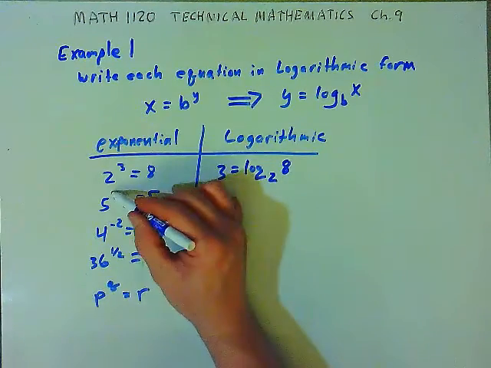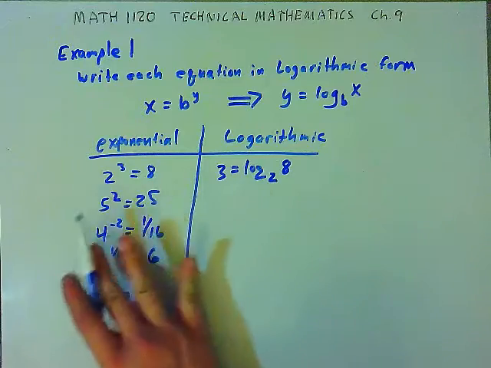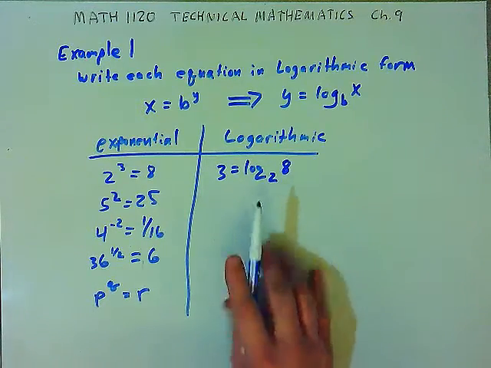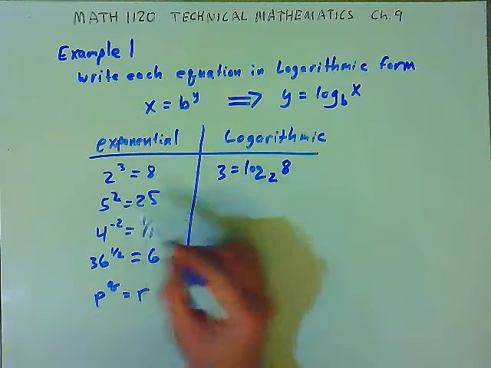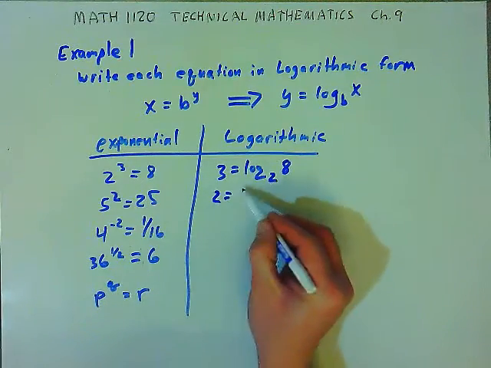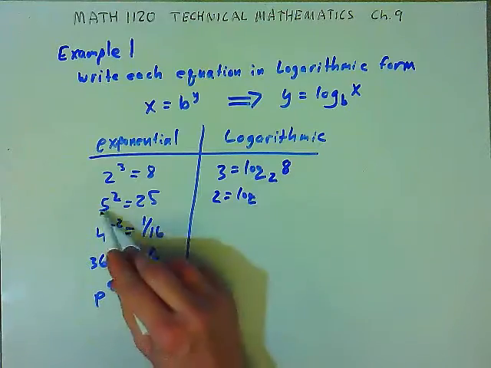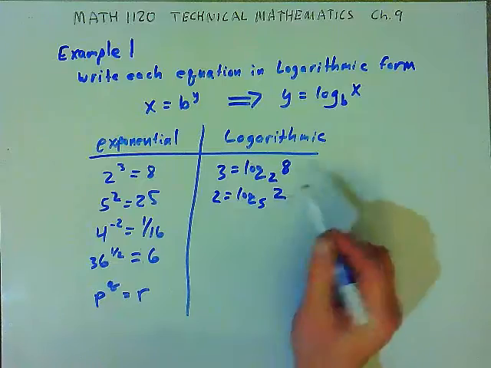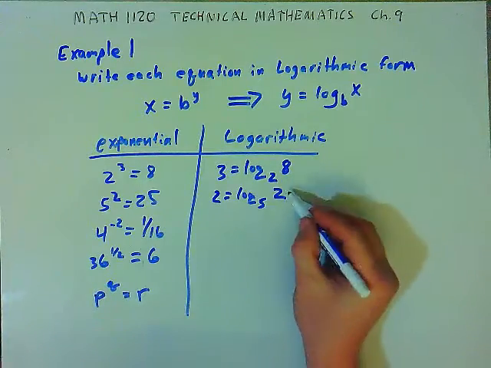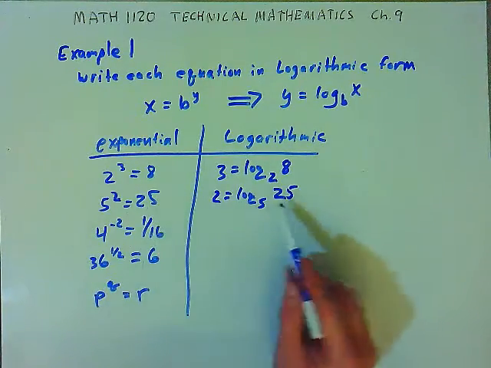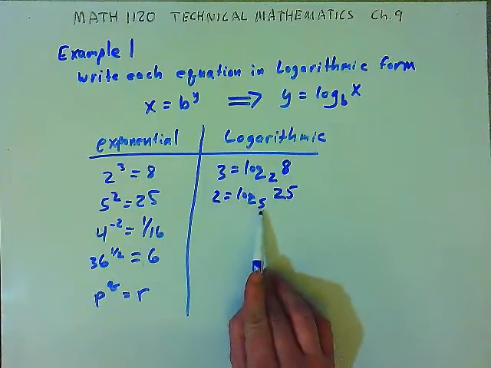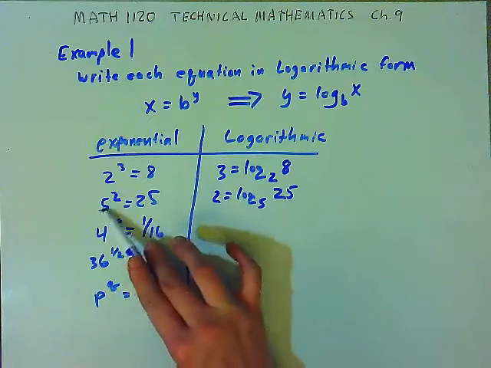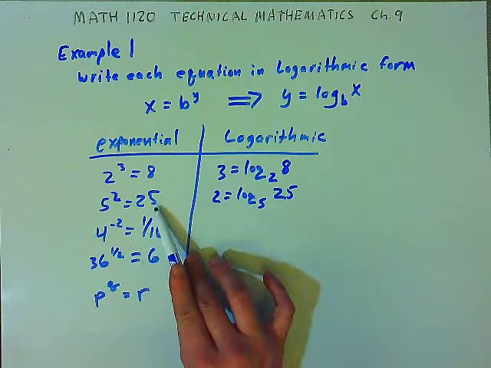Okay, and so all we have to do is rearrange the values in these exponential forms into a logarithmic form. And so we will say that 2, which is the exponent, is equal to log base 5, because that's the base of the exponential, of 25. And so this is saying 5 to what power is equal to 25? The answer is 2, because 5 to the second power is in fact 25.